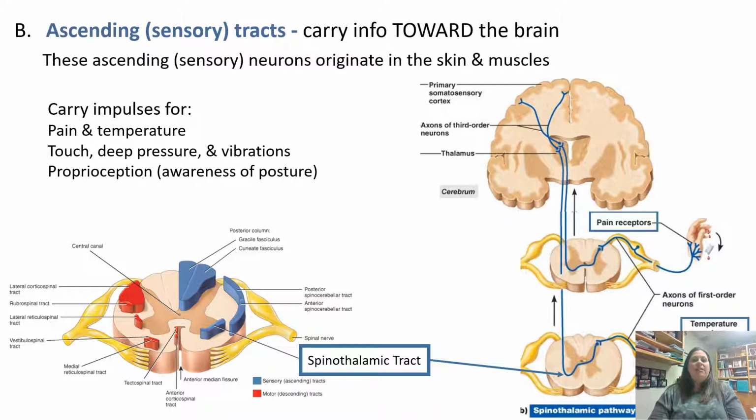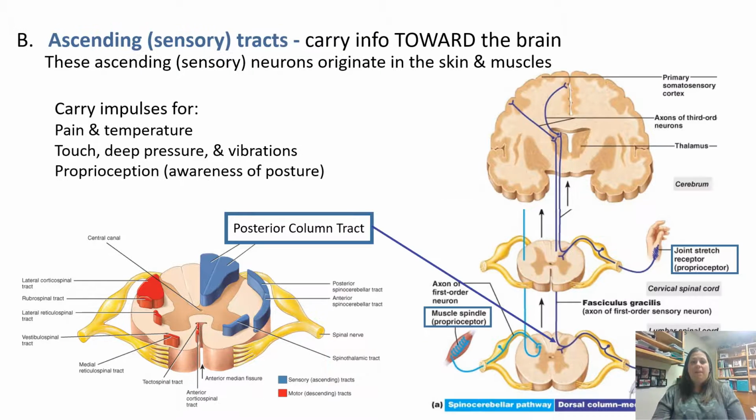We do have these ascending tracts which are going to carry information towards the brain. They're going to take it up to the brain, and remember these are shown in blue. They're going to carry the impulses for pain, temperature, touch, deep pressure, and vibration, as well as what we call proprioception. Now guys, proprioception is the awareness of your posture. And one example of these are called the spinal somatic tract. Okay, it's taking it up from the spinal cord to the thalamus in the brain.